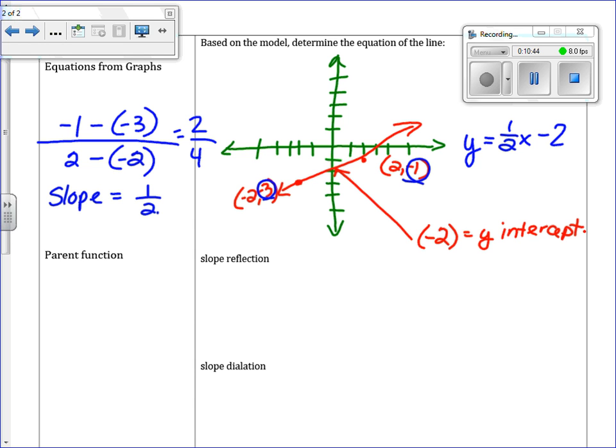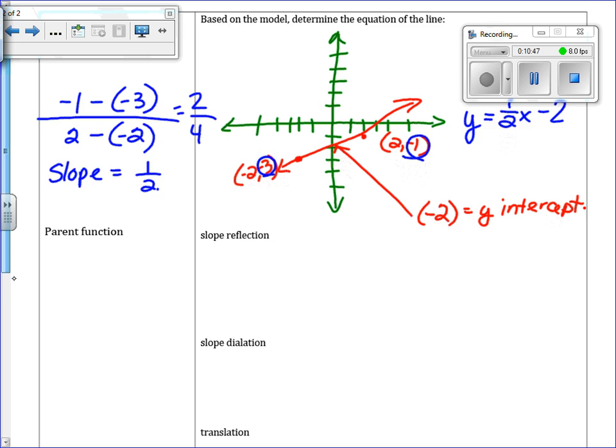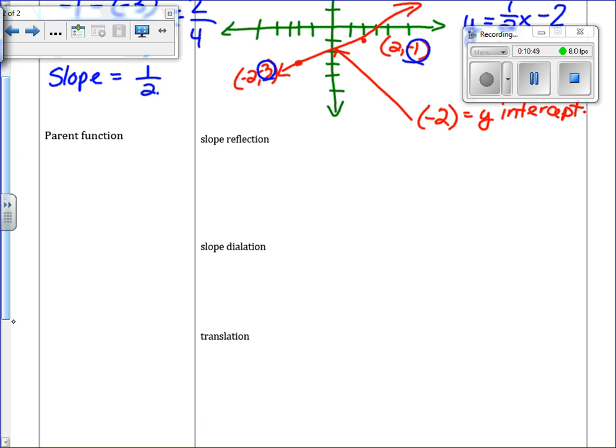Okay, so let's go ahead and talk about the parent function. Finally, we want to talk about the parent function. Now, if I have a coordinate plane, my parent function is the equation y equals x. Basically, if x is 1, y is 1. If x is 2, y is 2. If x is 3, y is 3. And it's just a perfectly diagonal line, so negative 1, negative 1. Okay, so that's our parent function.